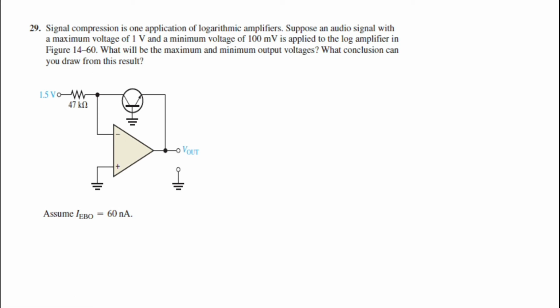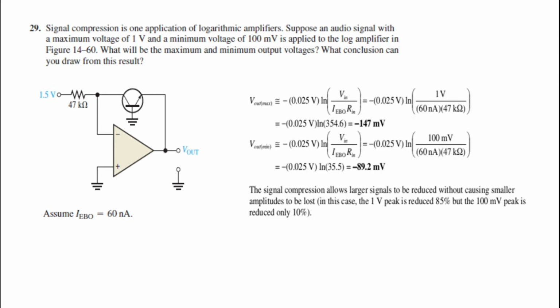We know that Vout will be given by negative 0.025 volt ln of Vin upon IEBO into Rin. This is the formula that we need to use to get our output voltage. First we need to identify the maximum output voltage, so you'll be using the maximum voltage, that is 1 volt, as your Vin.